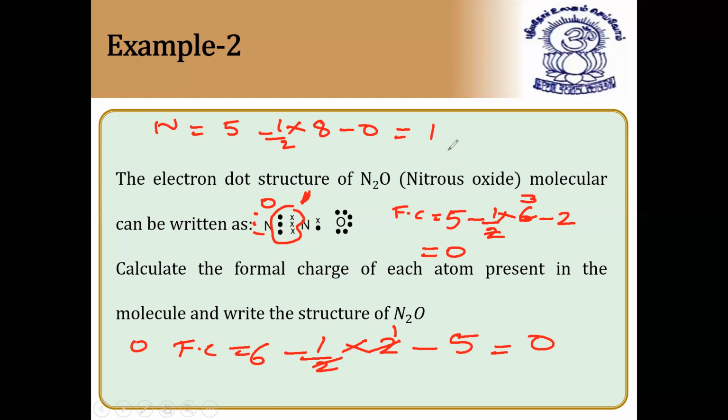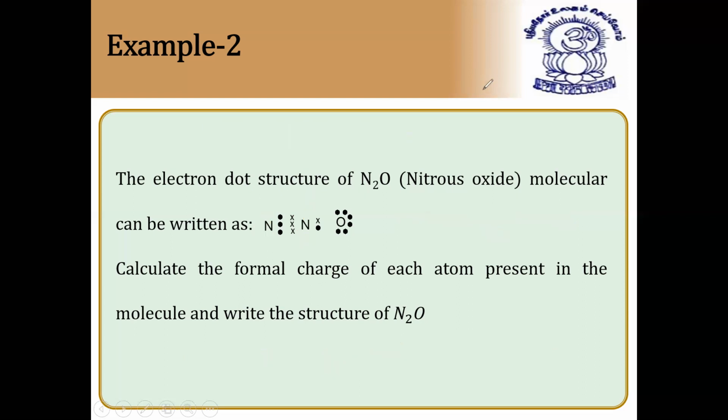So I hope it is clear. In this way we will calculate formal charge. The formula is simple. What is the formula of formal charge? It is the number of valence electrons of the central atom, that is the main atom, minus 1 by 2 into the number of shared electrons, minus the unshared electrons. I hope it is clear. So 0, 1, and here it is also 0. So 0, 1, 0 is the answer. So we can apply the formula just like this.